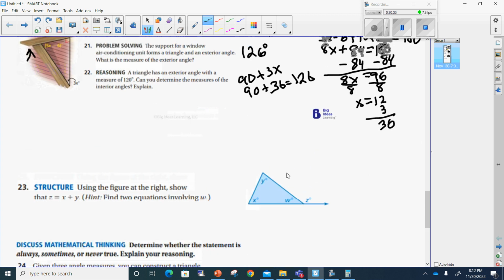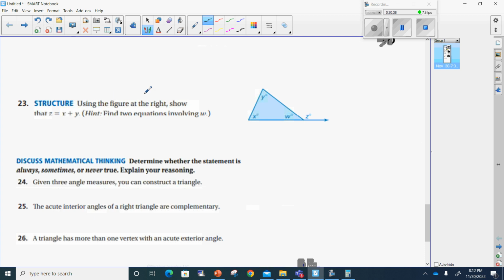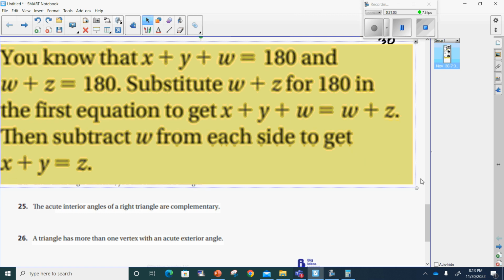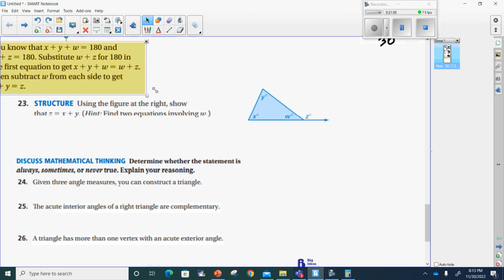All right, let's go ahead and check out number 23 next. Using the figure at the right, show that z equals x plus y. Z is going to equal x plus y. Find two equations involving w. Well, I've never been a fan of typing, so I decided I was going to take the answer and just paste it on here and then explain it.